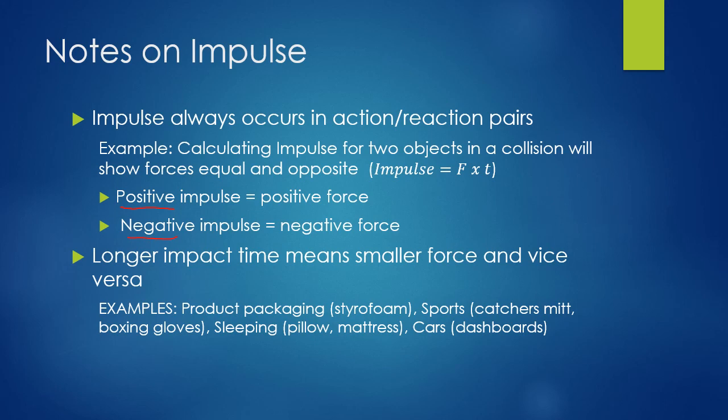Because when those objects collided, their impulses, their forces, were equal against each other, but in opposite directions. So that is shown with a positive and negative sign, equal and opposite.